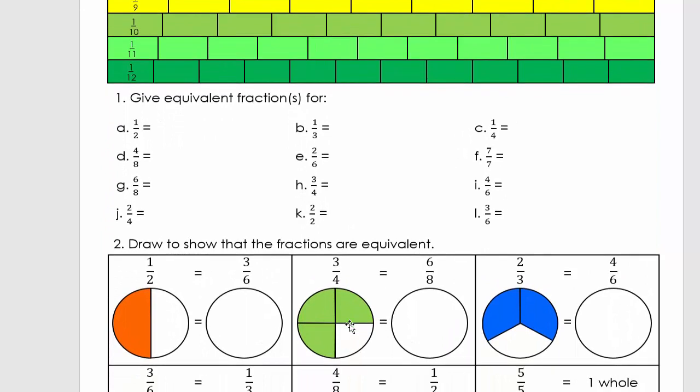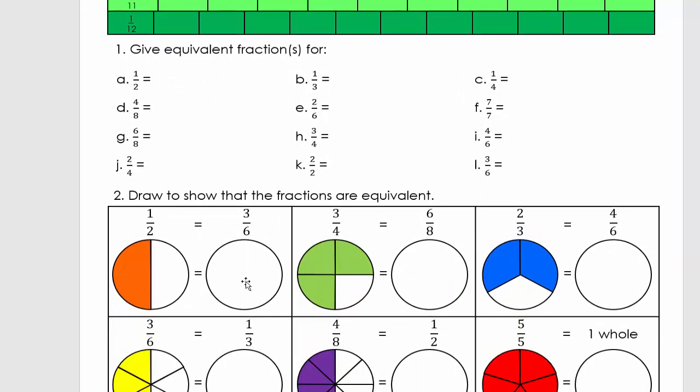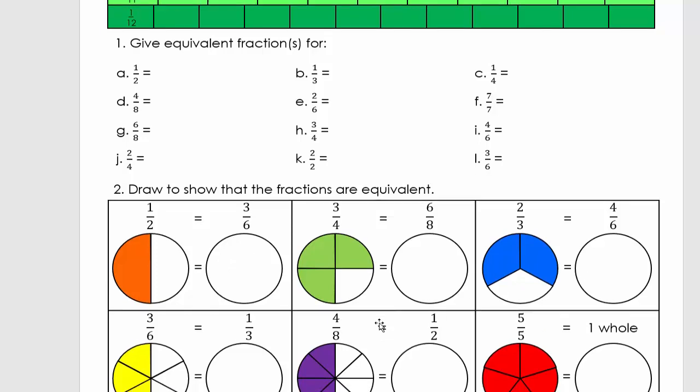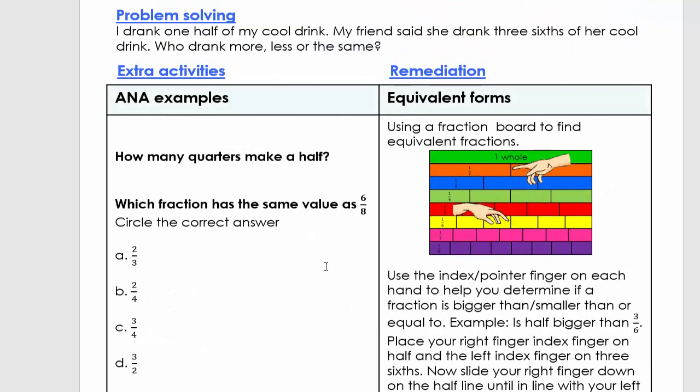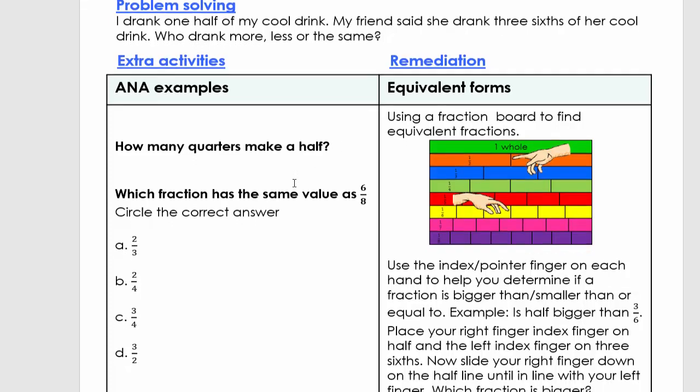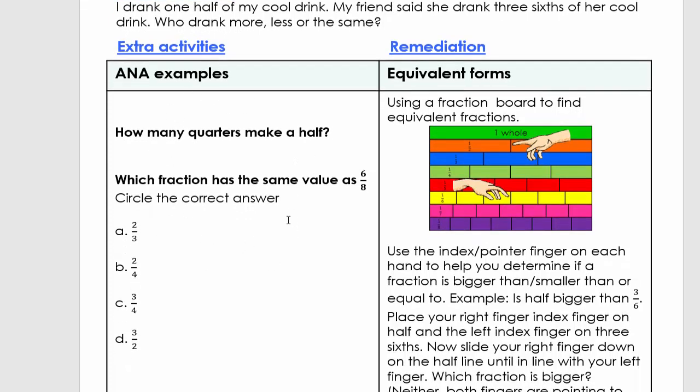Let's go to the next activity. So here you're going to draw. Please get a ruler and a pencil, and what you're going to do then is draw these equivalent fractions. Then the problem solving, I want you to go through the problem solving step by step, and then I want you to answer it. Remember, you can always make a drawing to understand it better. Then I want you to pause here to do the problem solving and then to do this extra activity.